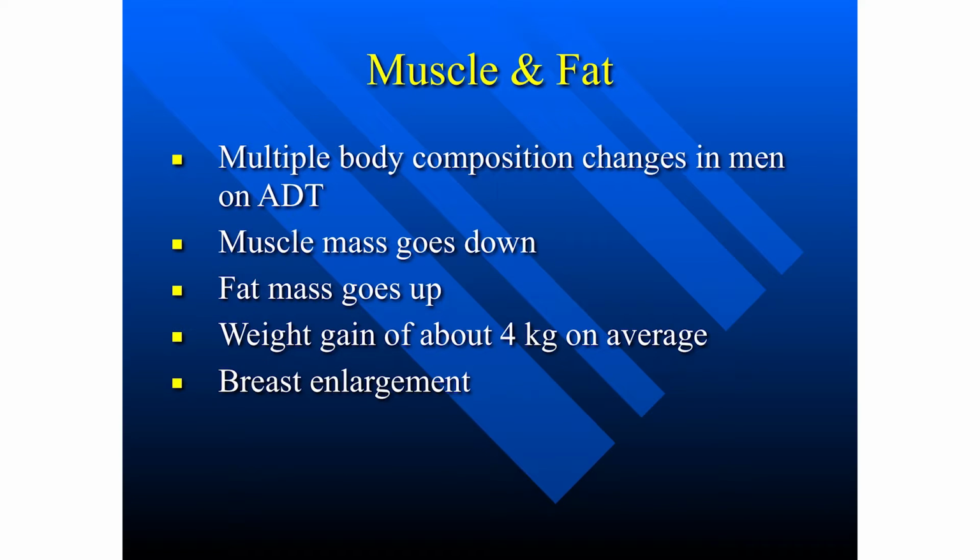Good. Okay, muscle and fat. I talked a little bit about some of the changes in fat already, but as I mentioned, muscle mass goes down and fat mass goes up, and on average, men going on ADT within the first year will gain about 4 kilograms. The problem is it's not good weight. Not only do we gain weight, but we gain bad weight because we gain fat, and on top of that, some of the fat is gained at the expense of losing muscle.